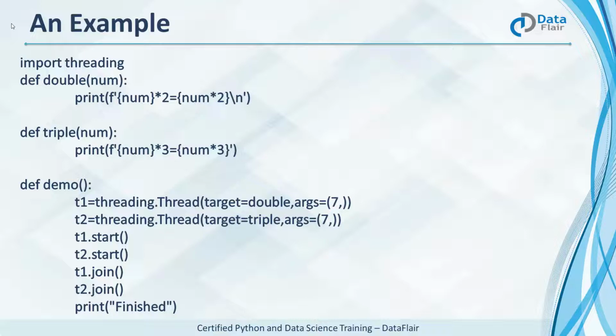So this function waits for T1 to complete and then waits for T2 to complete. And then it executes the statements after. Making a call to demo prints 7 into 2 is 14, 7 into 3 is 21, finished.